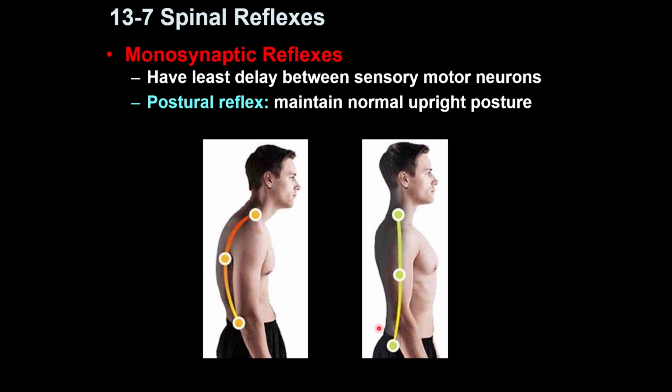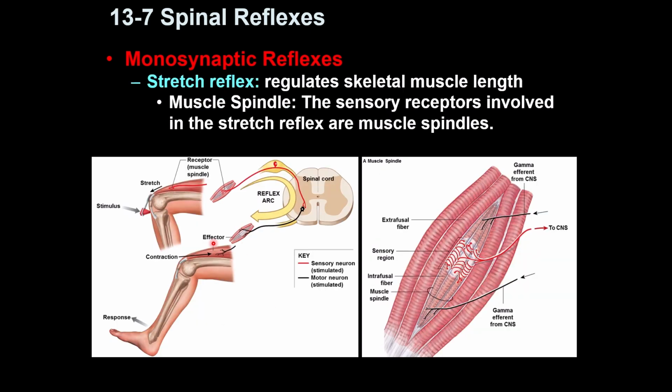If these reflexes are not working properly, then the person can have a posture like that, and that may cause back pain and neck pain and some other problems. Another example is the stretch reflex, and for the stretch reflex it's better to talk about the muscle spindle first. This is inside the skeletal muscle.